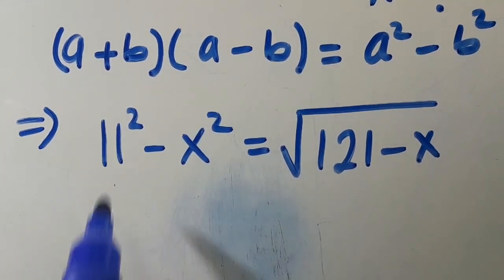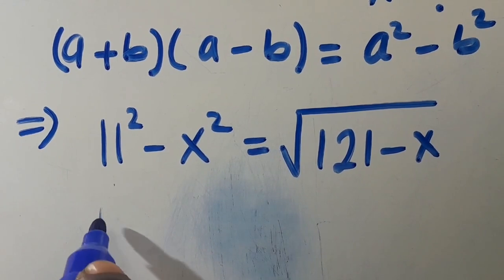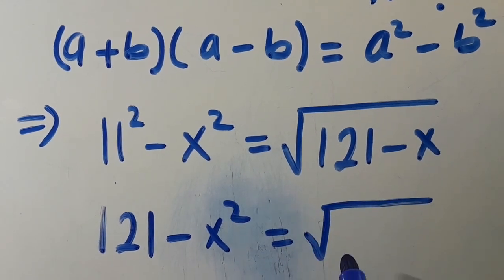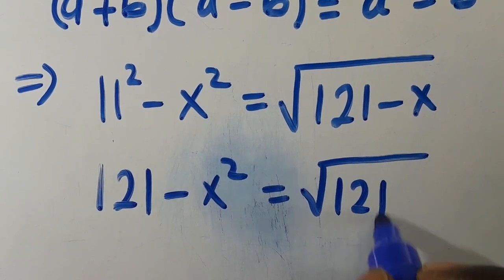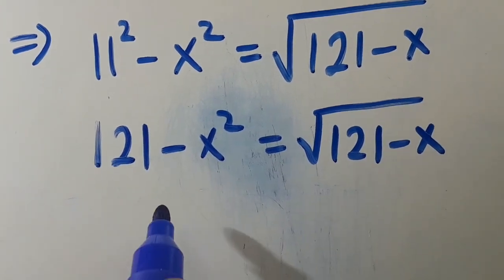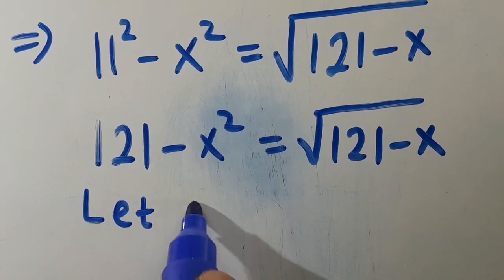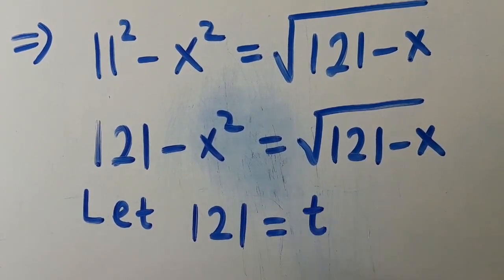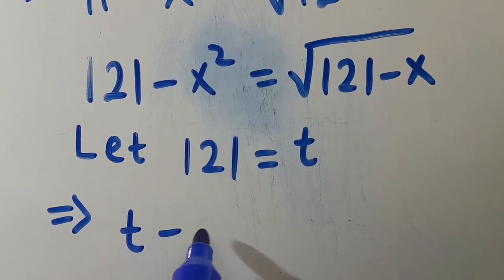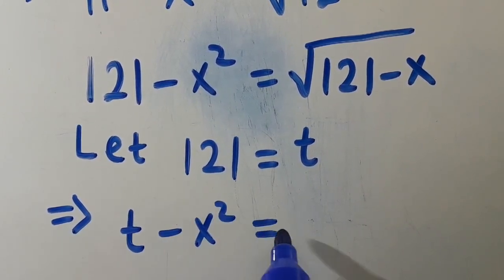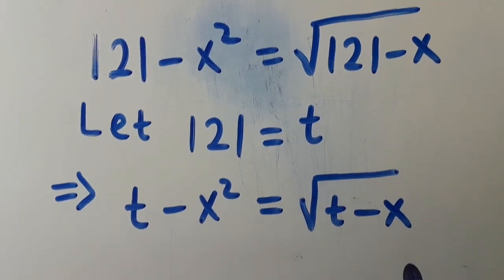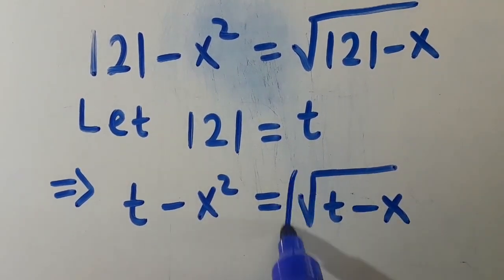Then mind you, this is equivalent to 11 times 11, which is 121, minus x square equals root of 121 minus x. Then from here, 121 is here and here. Let's say 121 equals t. Then this implies that we have t minus x square equals square root of t minus x. The next thing we want to do is eliminate this root. Let's take the square of both sides.